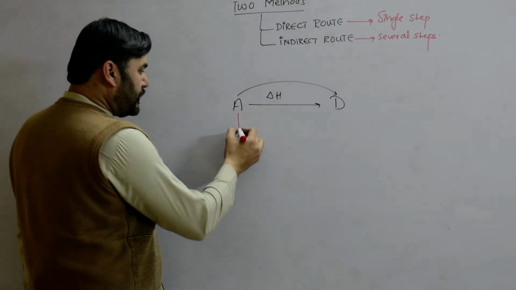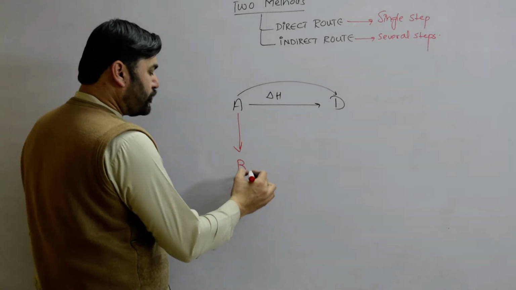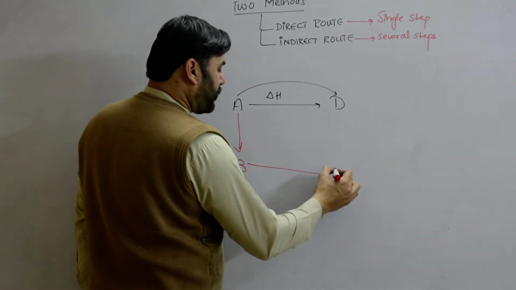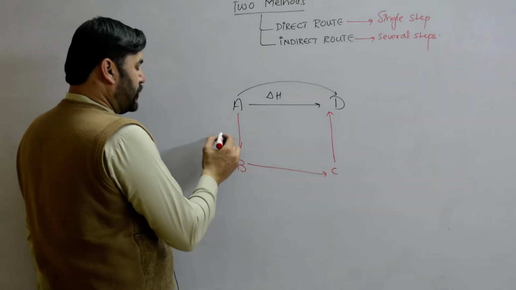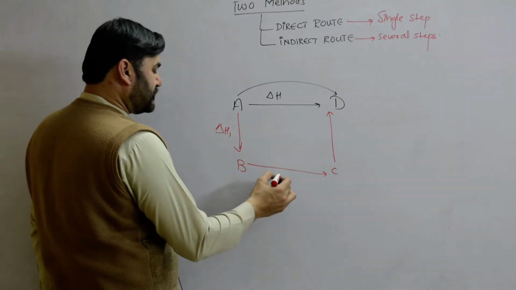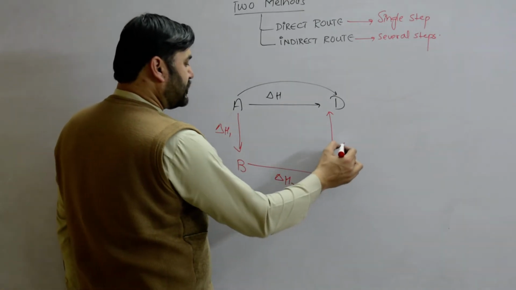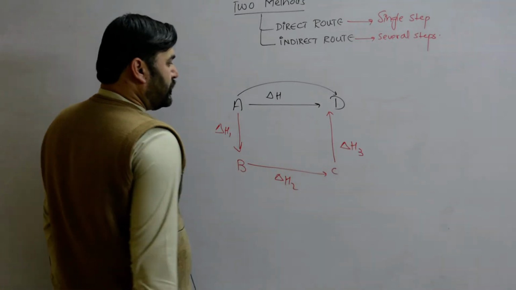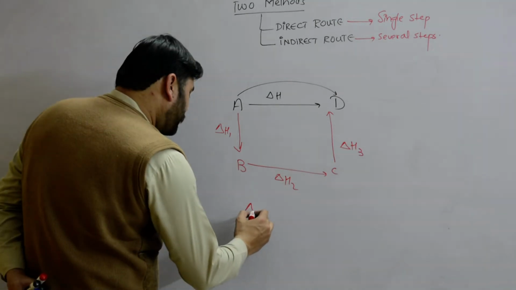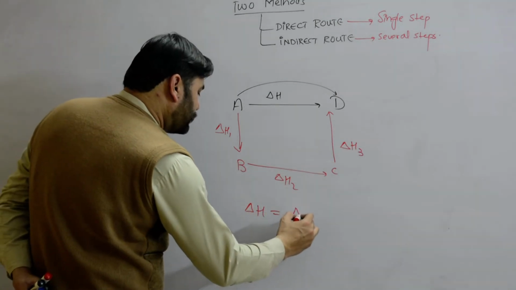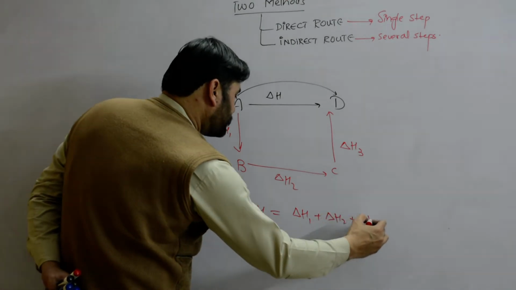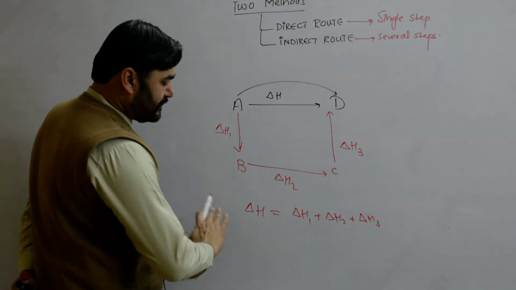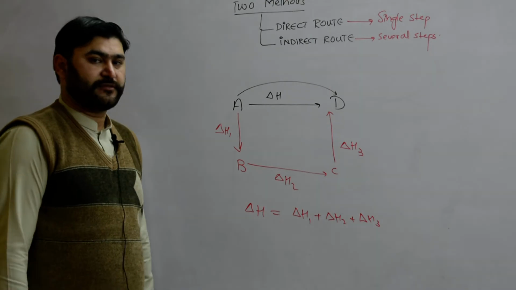Now suppose you go from A to B, B to C, and C to D. So this is delta H. Now this is delta H1, this is delta H2, and this is delta H3. Now see, what will be the final equation? Delta H is equal to delta H1 plus delta H2 plus delta H3. So this is the simplest equation of Hess's law.